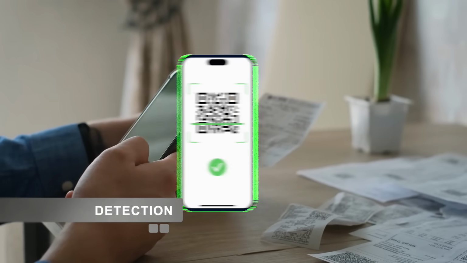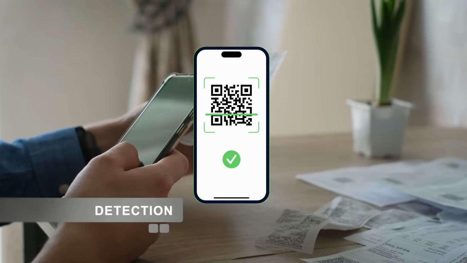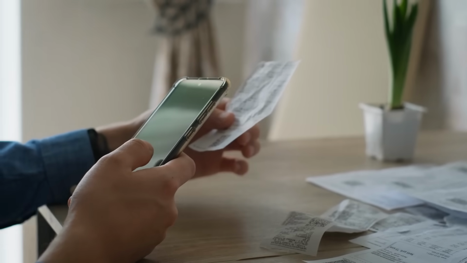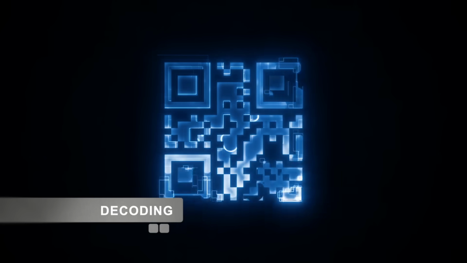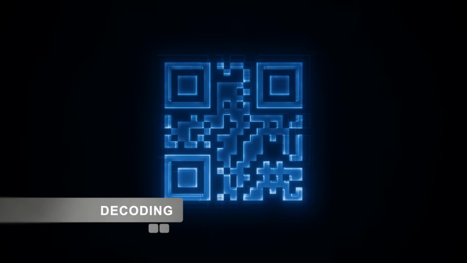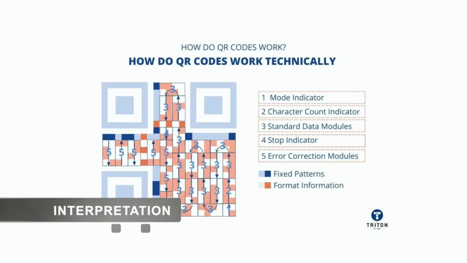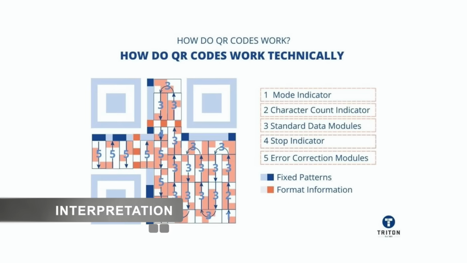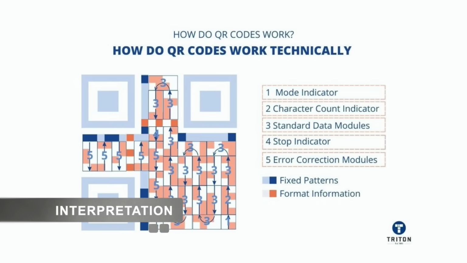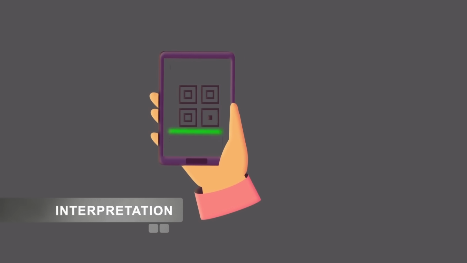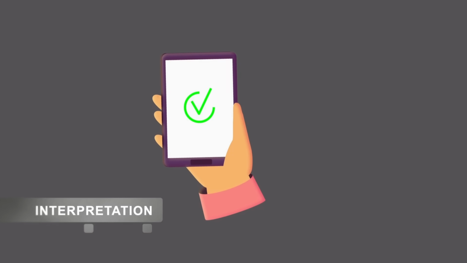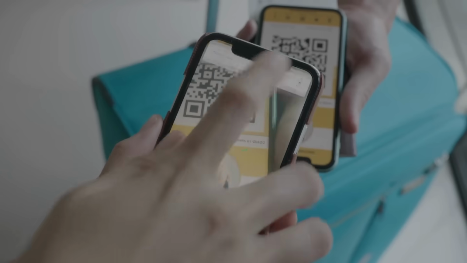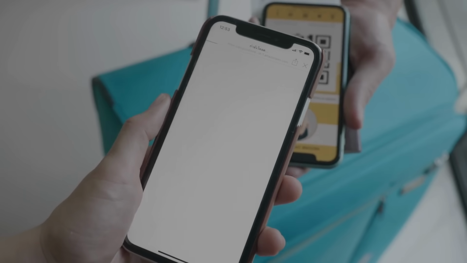Detection. The scanner locates the finder patterns to understand the orientation of the code. Decoding. Once aligned, the scanner reads the timing and alignment patterns to determine the code's size and shape. Interpretation. The scanner deciphers the binary code stored in the data modules. This binary code is then translated into human-readable information, like a URL, text, or action. It all happens in seconds, making the process feel almost magical.